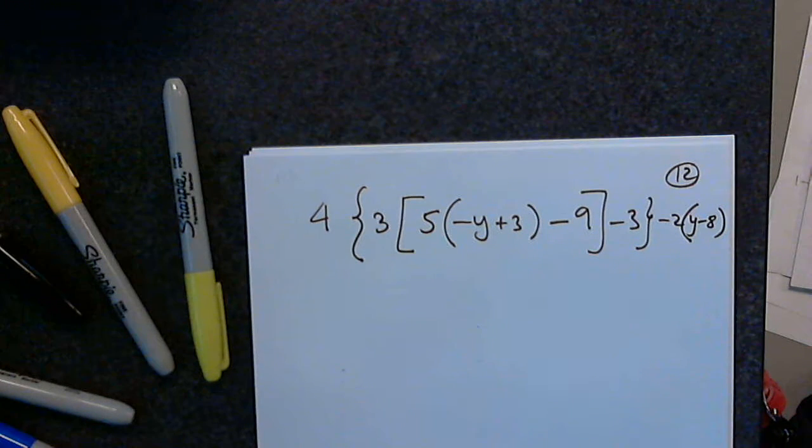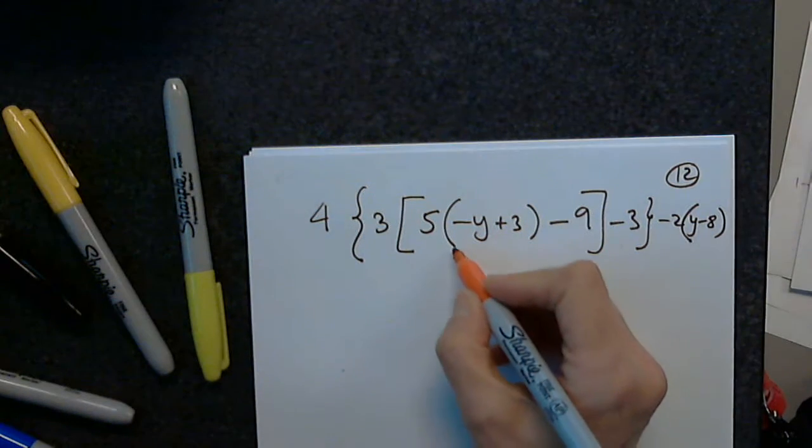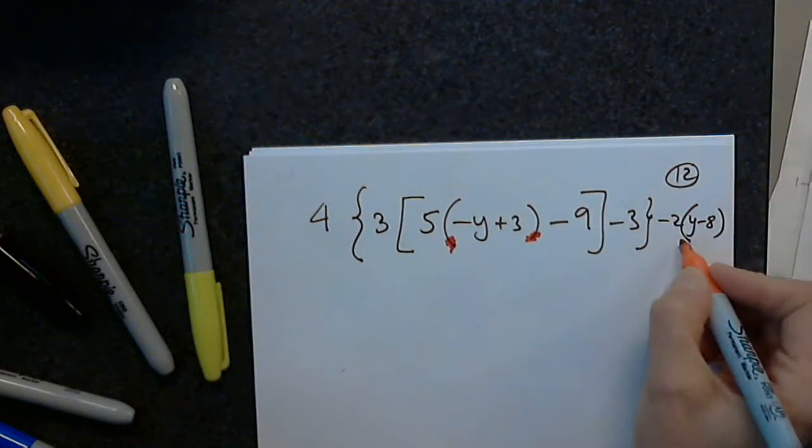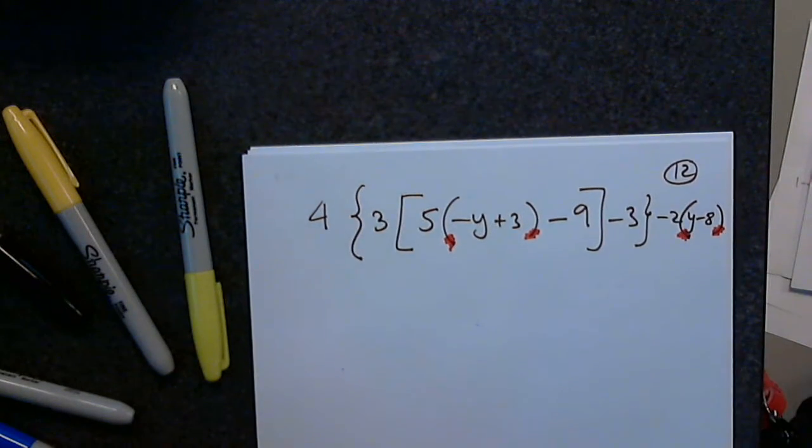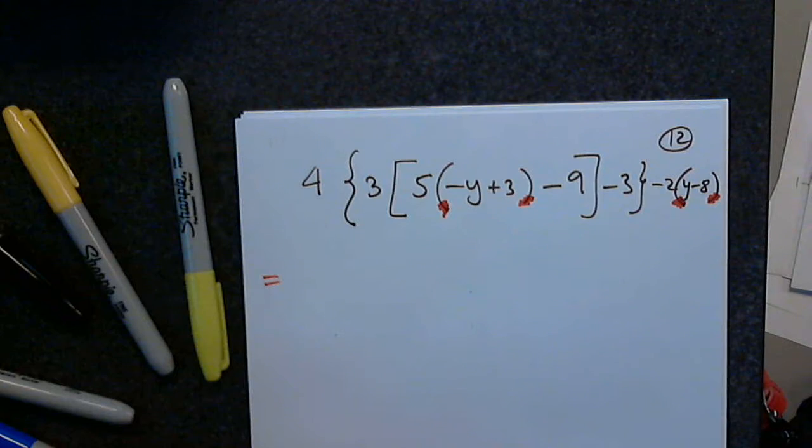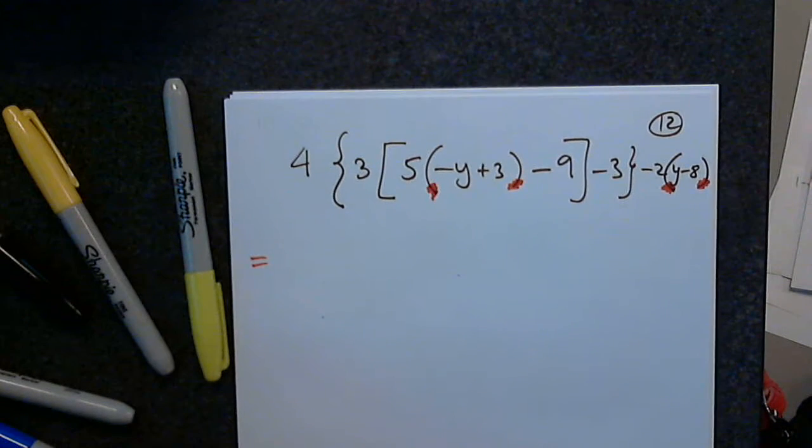Remember the starting point. We have 3 different grouping symbols here. We have parentheses, we have brackets, and we have braces. Where is the starting point? Always parentheses. Always parentheses, awesome. So I'm here, I want to eliminate these. That's my first step. I copy everything else without changing anything.